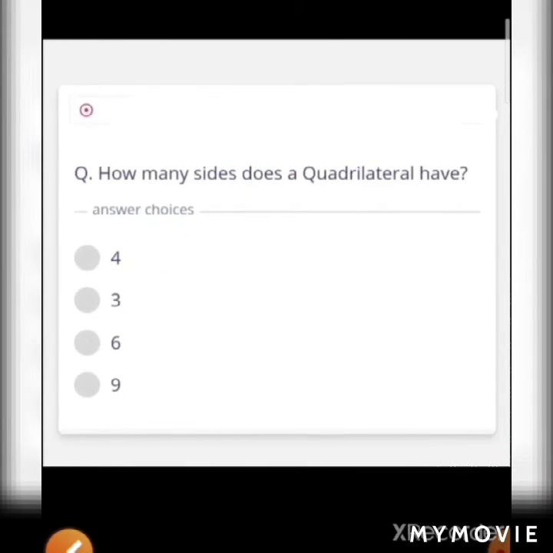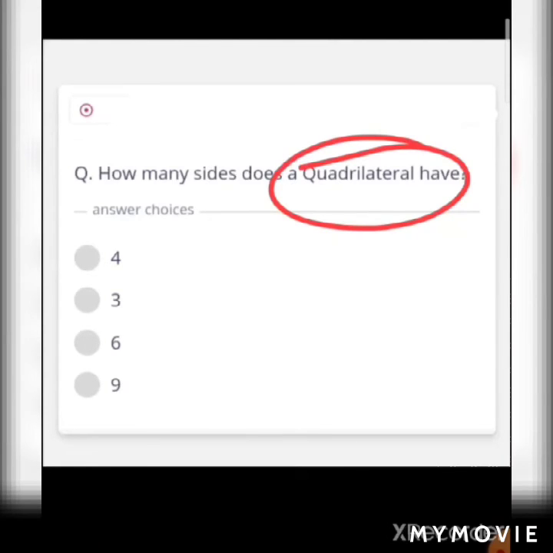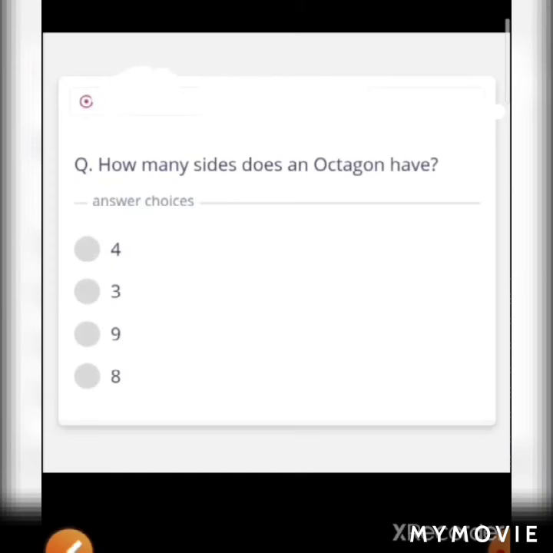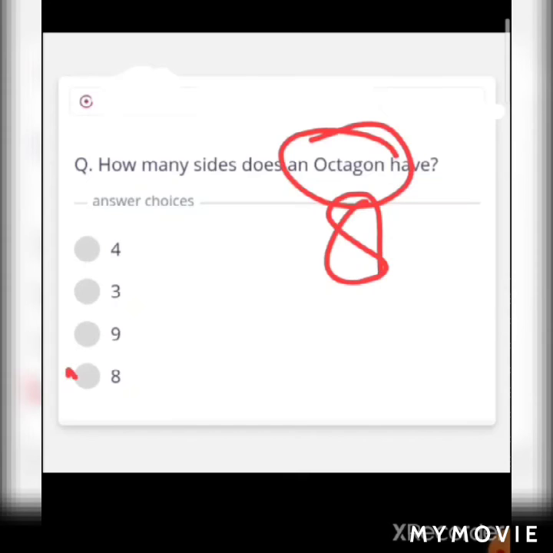Next, how many sides does a quadrilateral have? Your options are A, 4, B, 3, C, 6, D, 9. Quadrilateral means, I have already told you, quadri means 4. That is 4-side figure. So your option is A, 4. How many sides does an octagon have? Your options are A, 4, B, 3, C, 9, D, 8. Octagon means 8-side figure. So your option is D, 8.